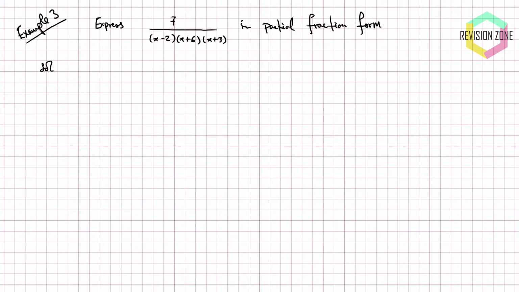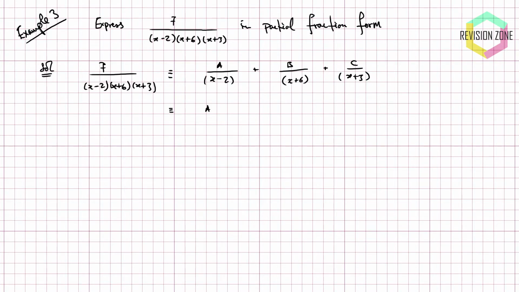So let's see that. We want to express 7 over x minus 2, x plus 6, x plus 3 as a partial fraction. So again, as I've already said, it's going to be something over x minus 2, plus something over x plus 6, and then something over x plus 3, and we have to figure out what these somethings have to be in order to make this work. So as always, we just want to combine this. I'm going to try and do it in one step.